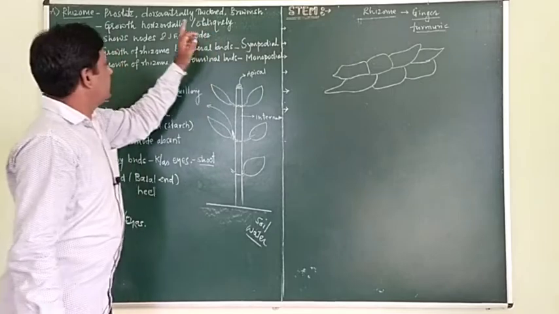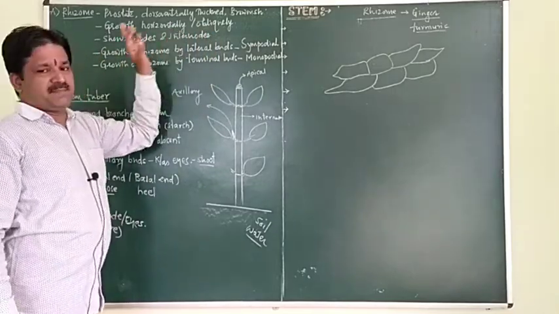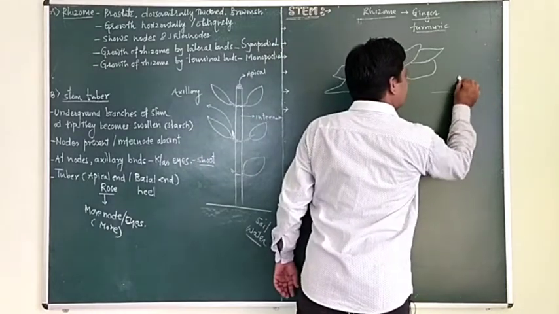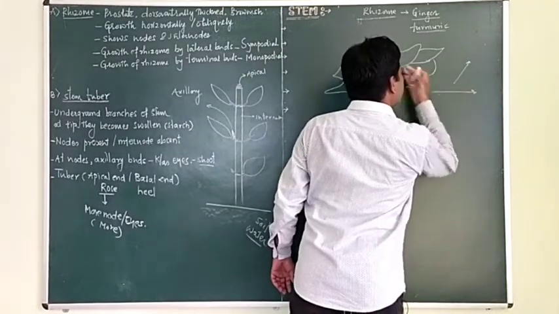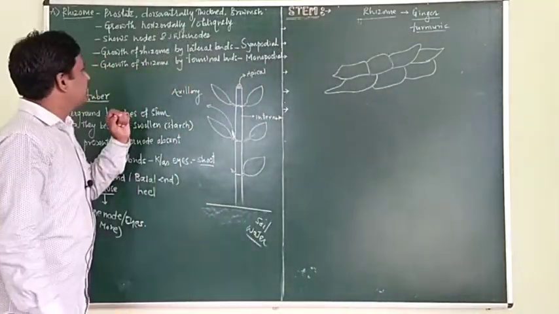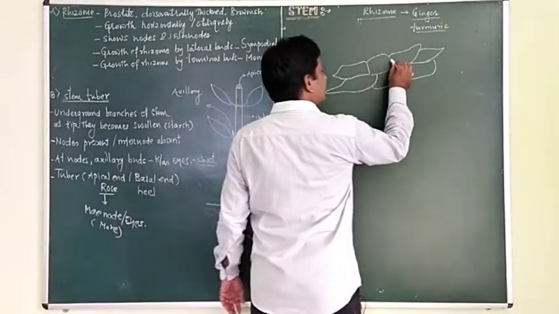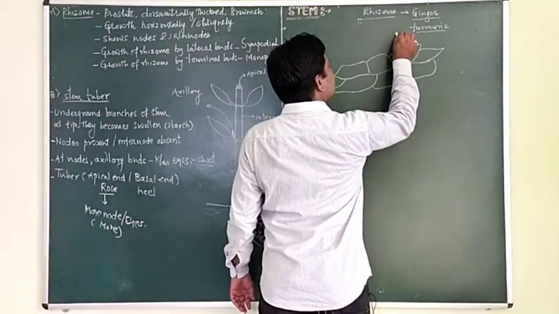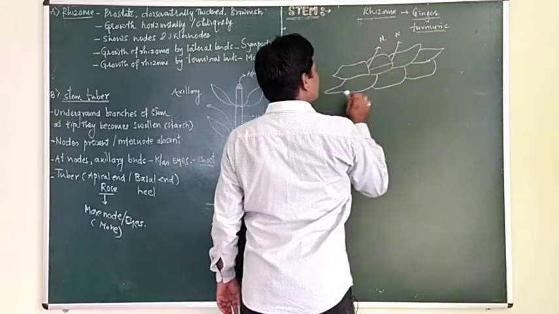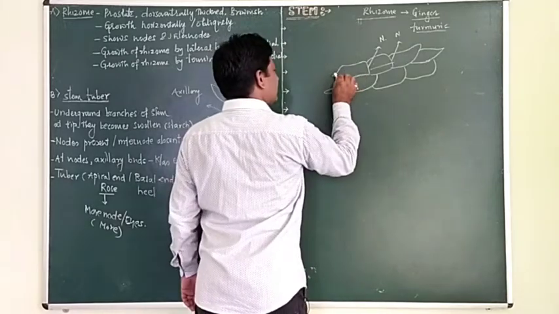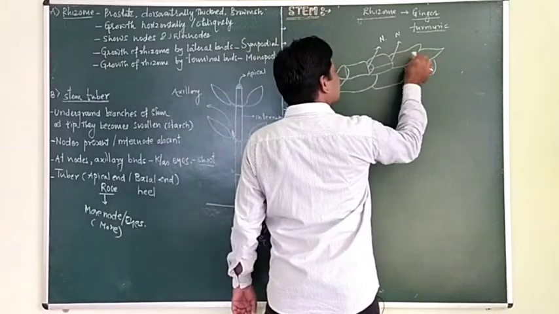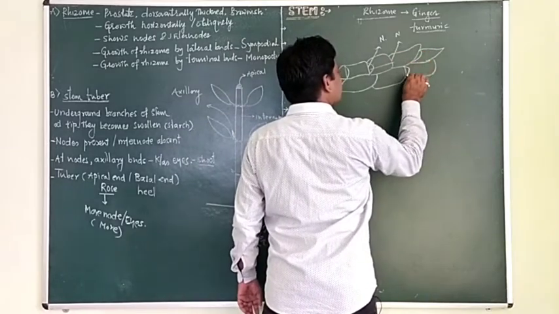The growth of this rhizome may be horizontal or oblique, and it shows nodes and internodes. This is a node, and this one is also a node, and in between the two there is an internode. From the node, certain leaves are produced.